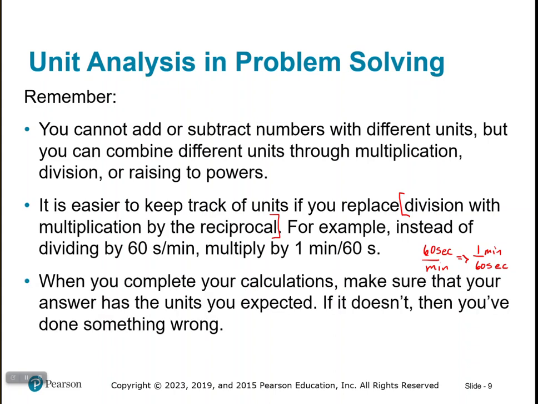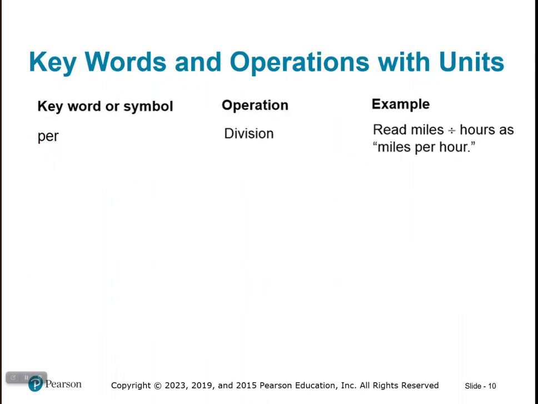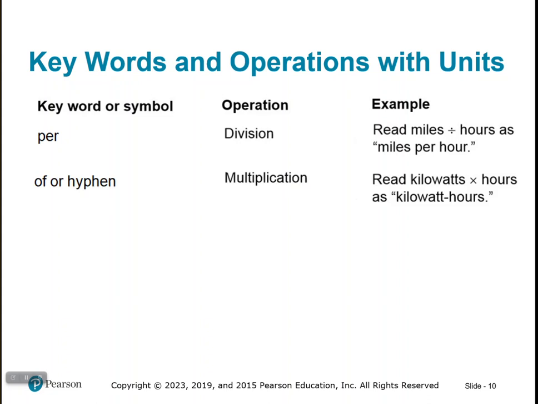When you complete your calculations, make sure that your answer has the units you expected. If it doesn't, you've done something wrong. All right. So this is not an always thing. But in general, there are some keywords that will lead us forward in math. The word per is always division. Miles per hour is miles divided by hours.